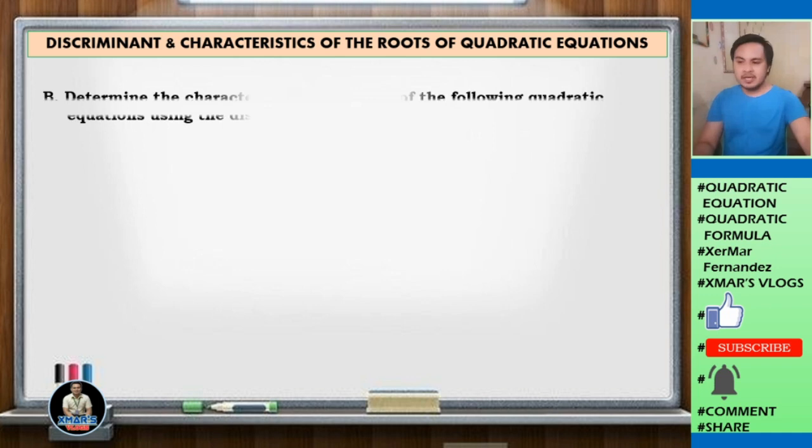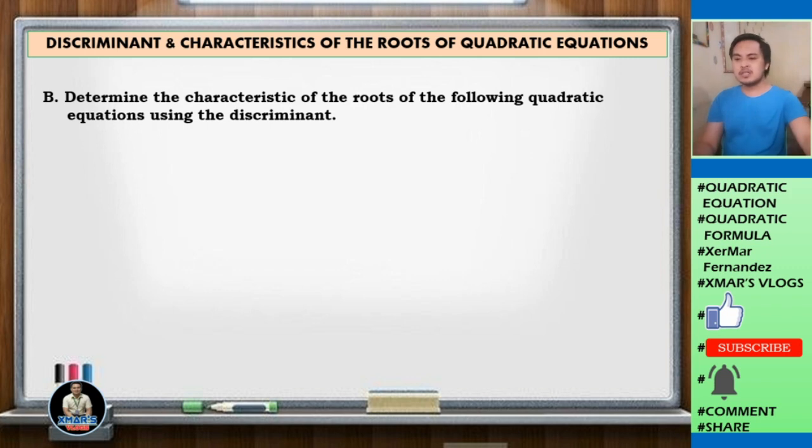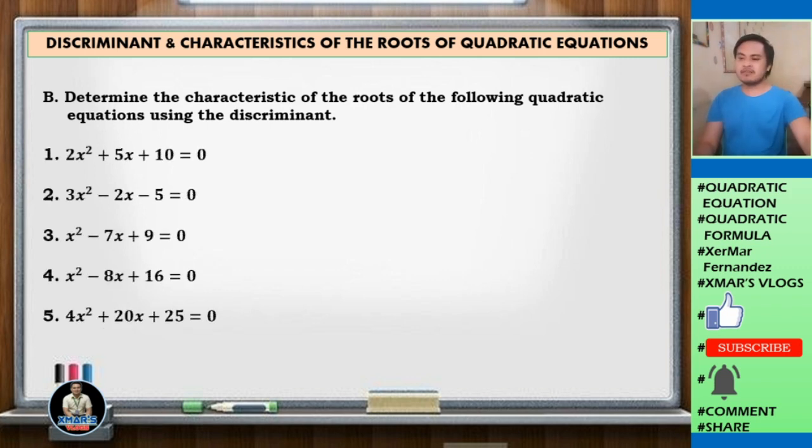So letter B, this is your task, guys. Determine the characteristic of the roots of the following quadratic equations using the discriminant. Number 1 to 5: 2x squared plus 5x plus 10 equals 0. 3x squared minus 2x minus 5 equals 0. x squared minus 7x plus 9 equals 0. x squared minus 8x plus 16 equals 0. And number 5, 4x squared plus 20x plus 25 equals 0.